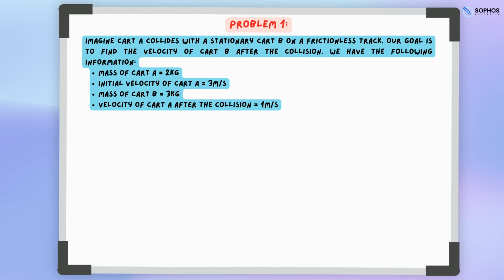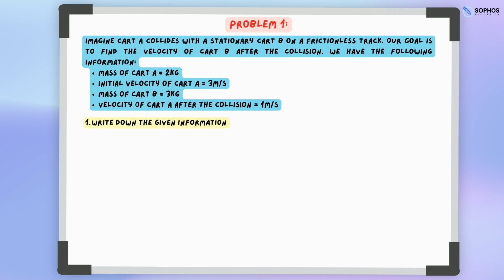Problem 1. Imagine cart A collides with a stationary cart B on a frictionless track. We have the following information about the carts. The mass of cart A is 2 kilograms. The initial velocity of cart A is 3 meters per second. The mass of cart B is 3 kilograms. And the velocity of cart A after the collision is 1 meter per second. Our goal is to find the velocity of cart B after the collision.